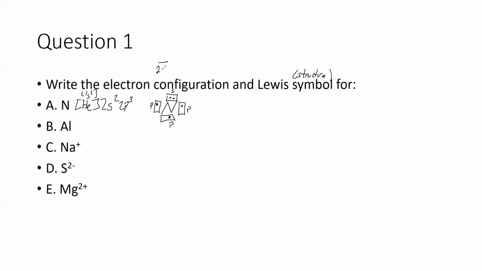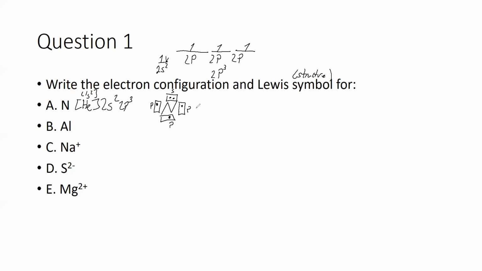So if I was doing the dash system, well, I don't know why I made those dashes so big. So that's a p orbital, p orbital, p orbital, 2, 2, 2, and we are 2p3. If I was doing the dash system, it would look like that, right? My electrons would want to be by themselves. I'm doing the same thing with my Lewis symbol.